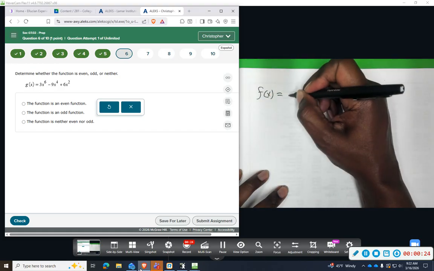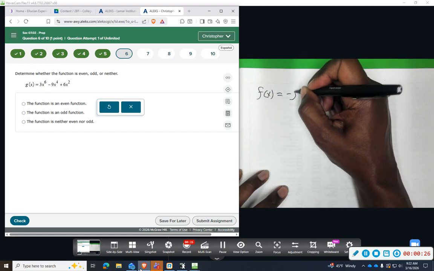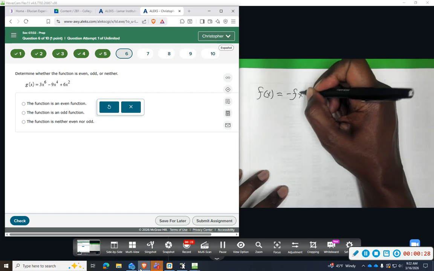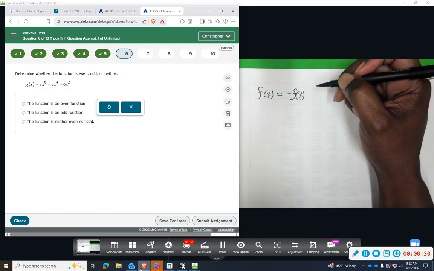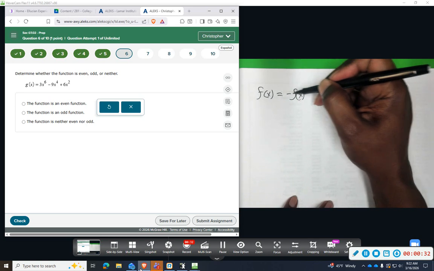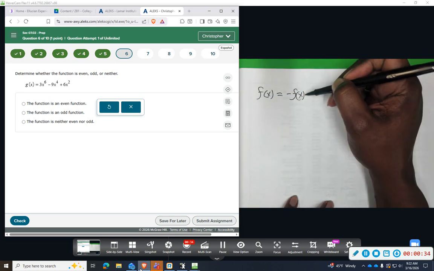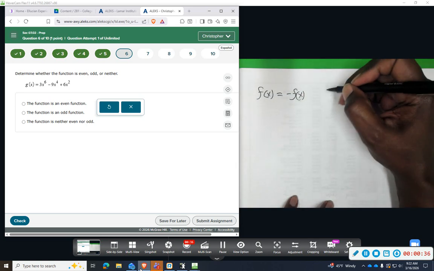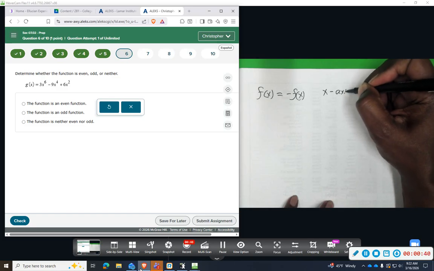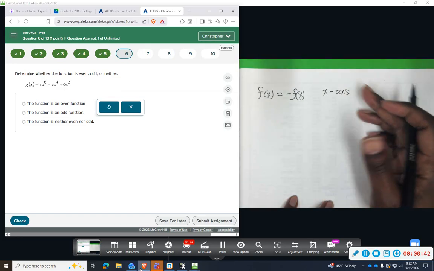All right, so what we're going to do is check if the original function is equal to negative f of x. Okay. So if we change the y value, this would be x-axis symmetry. Okay, this is one that they don't check.